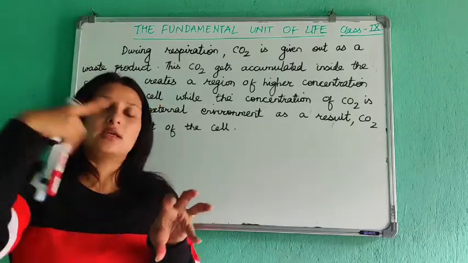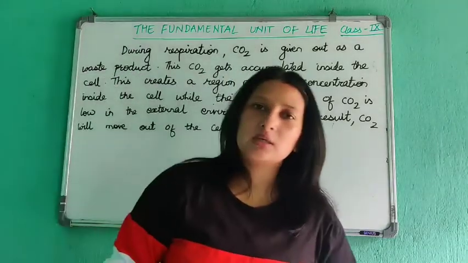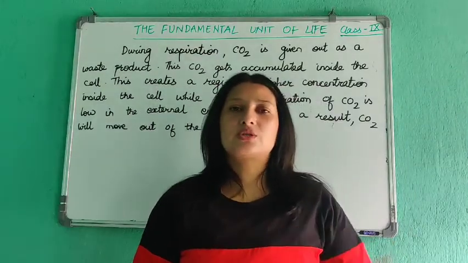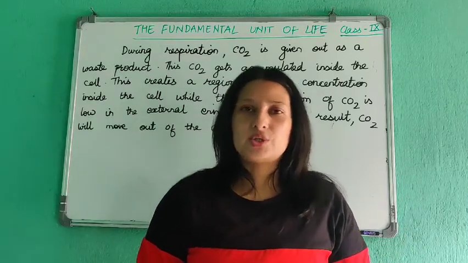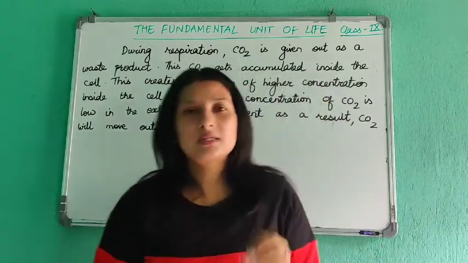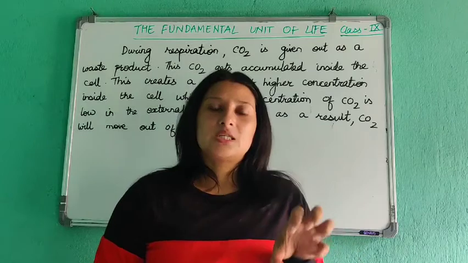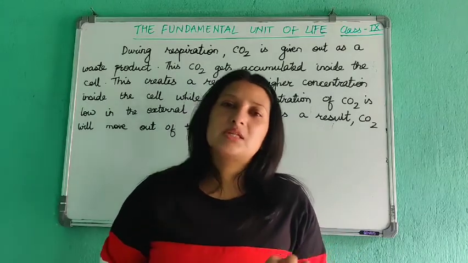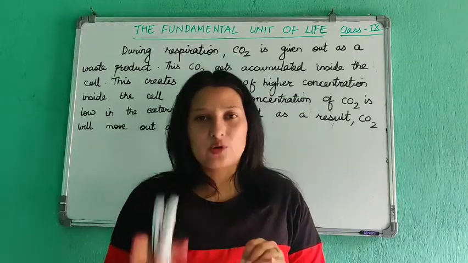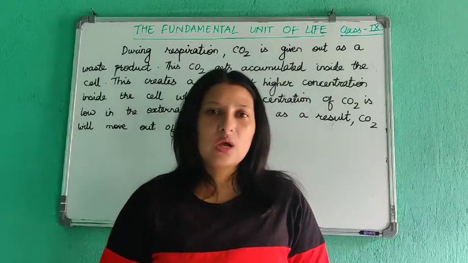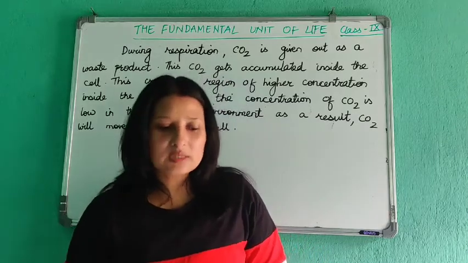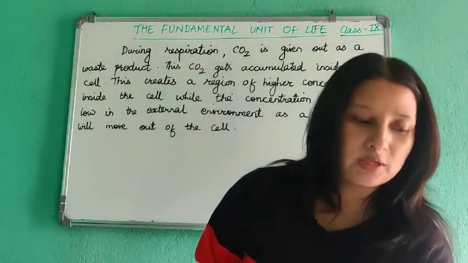Similarly, when the amount of oxygen decreases inside the cell, how does it decrease? Oxygen is used up for releasing energy, so the concentration decreases inside the cell. When the amount of oxygen inside the cell decreases and the external environment contains more oxygen, the oxygen will move into the cell, because outside has higher concentration and inside has lower concentration. This is how exchange of gases takes place through the process of diffusion.